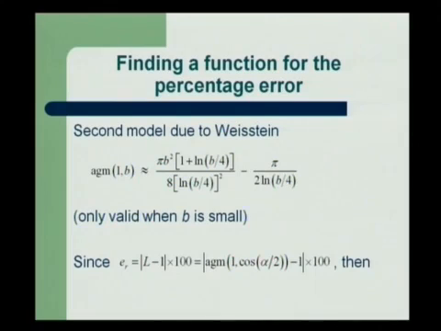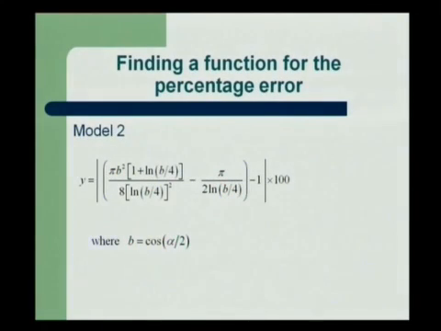The second model is due to Weisstein, who showed that the arithmetic geometric mean of 1 and b has the following power series. Note that this is only valid when b is small. Since the absolute percentage error is in terms of the arithmetic geometric mean of 1 and the cosine of alpha over 2, substituting b equals the cosine of alpha over 2, we have the following model, which I shall call model 2.